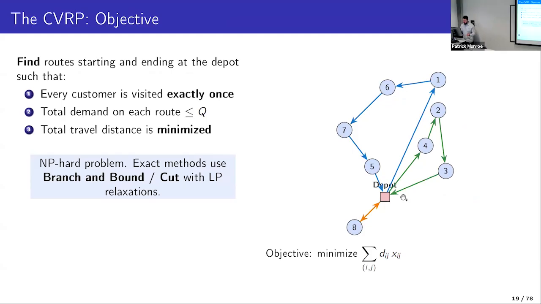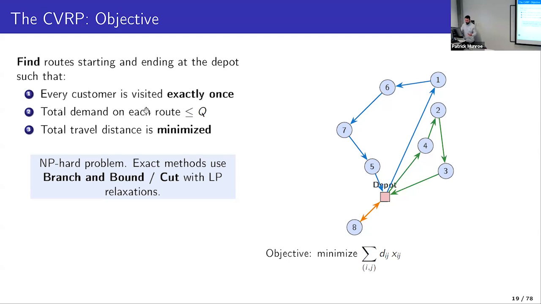So you have a graph here where you go. So a vehicle, for example, if you look at the green line, it goes from the depot, then node 4 to 3, and comes back to the depot. And you have then another vehicle that just goes to node 8 and comes back to the depot. And you have the third one, which is represented by the blue lines. And so every customer is visited exactly once.